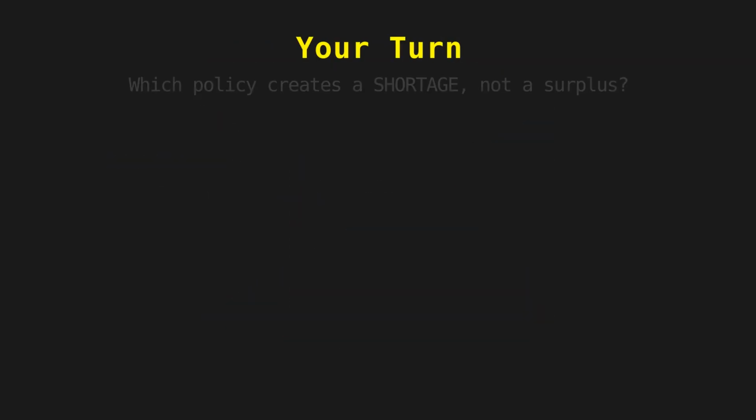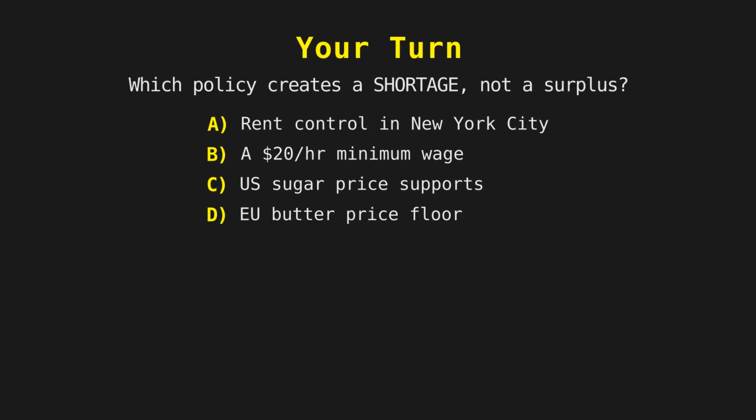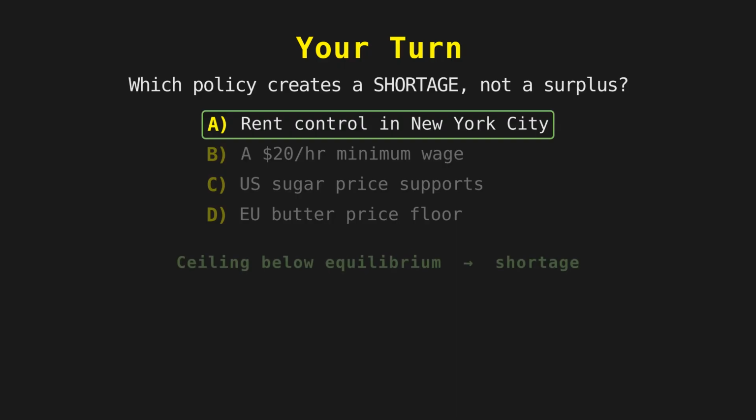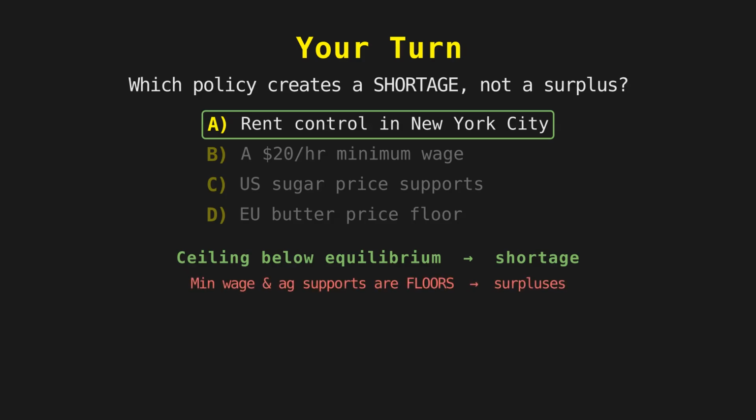Your turn. Which policy creates a shortage, not a surplus? It's A. Rent control. A rent ceiling sits below equilibrium, so demand outstrips supply. Minimum wage and ag price supports are floors above equilibrium.